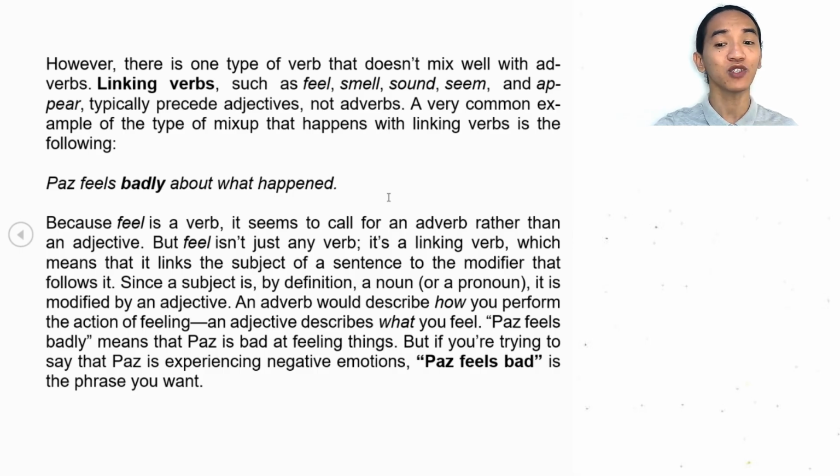So since a subject is a noun, it is modified by an adjective. An adverb would describe how you do the action of feeling. An adjective describes what you feel. So there is a difference between the two. Paz feels badly, we are actually talking about how Paz feels. But in the sentence Paz feels bad, we are actually talking about what Paz feels.